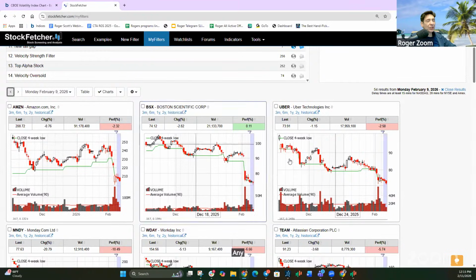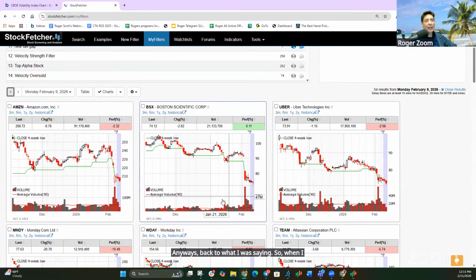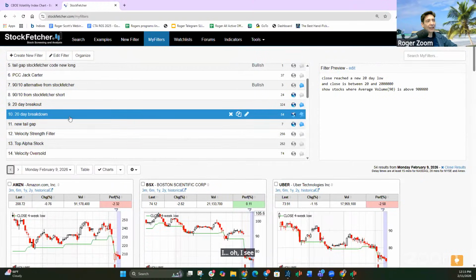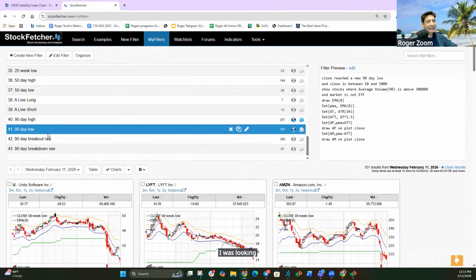Anyways, back to what I was saying. When I looked at it, I didn't look at the number of stocks breaking down. I see why. The reason we're not seeing it is because this morning I was looking at the 90-day breakdown, not the 20-day. So you got similar charts, but there was more of them.